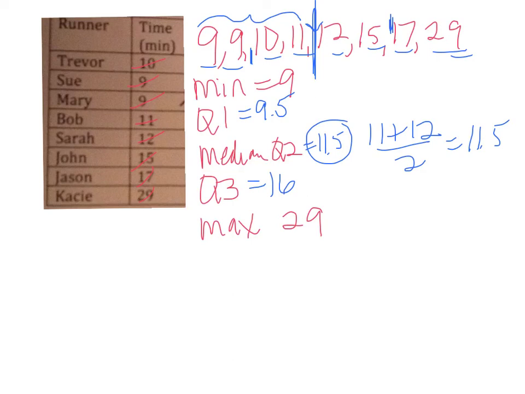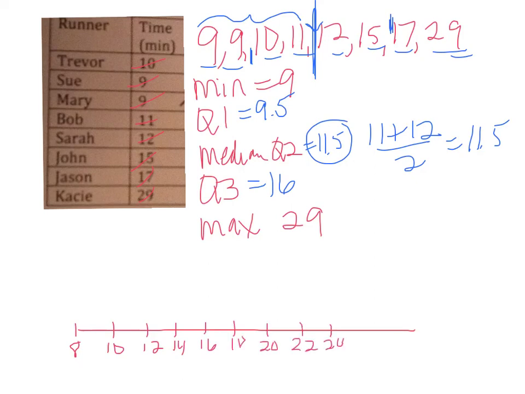Okay. Now I'm going to draw my number line. And on your number line, since I'm going from 9 to 29, I'm going to go ahead and go by 2s. So I'm going to start 8, 10, 12, 14, 16, 18, 20. Okay. All right, so now I'm going to go ahead and put my dots.